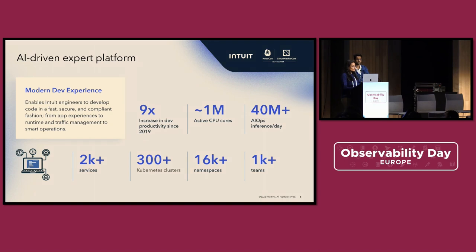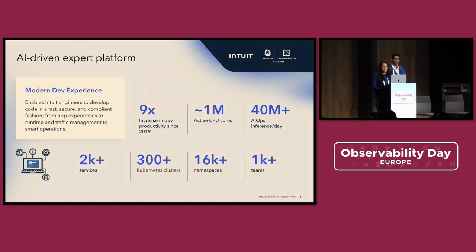This is the scale that we deal with at Intuit. We have more than 2,000 services hosted across more than 300 Kubernetes clusters and 16,000 namespaces.